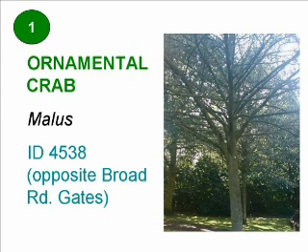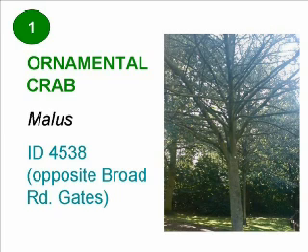The first tree is the ornamental crab. This is ID 4538 and is just opposite the Broad Road gates. This is named from the Norse word scrab, meaning scrubby. Ornamental crabs, here planted in a group, are valued for their spring blossom, often white from pink buds. Fruits golden or crimson like small apples or cherries. Taste sour, but some can be used to make jelly or wine.